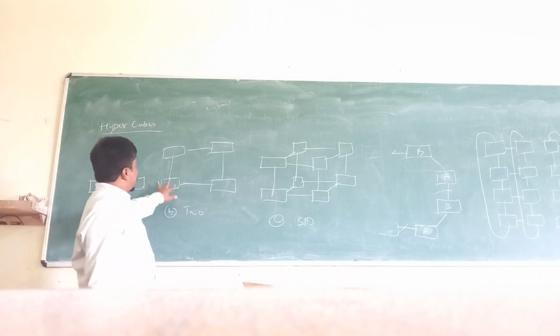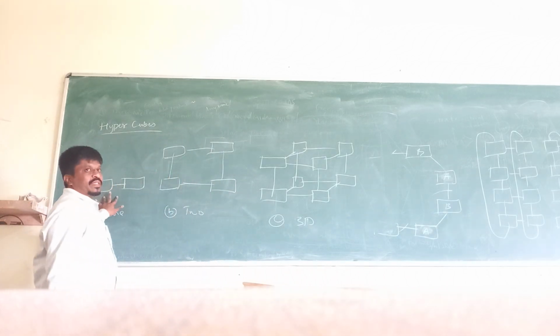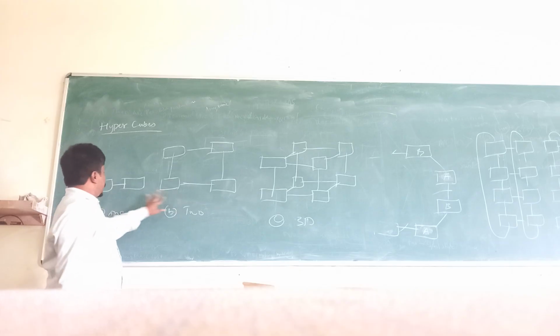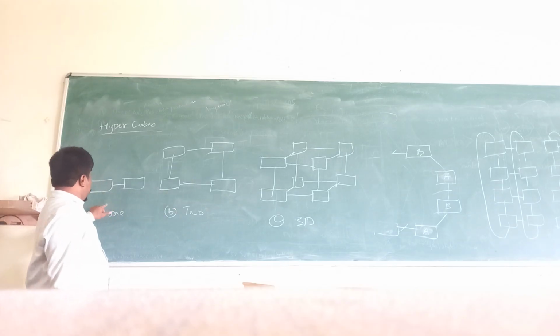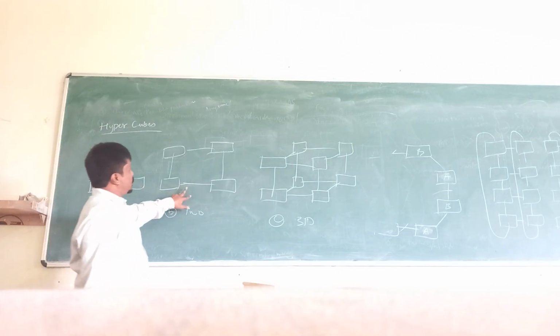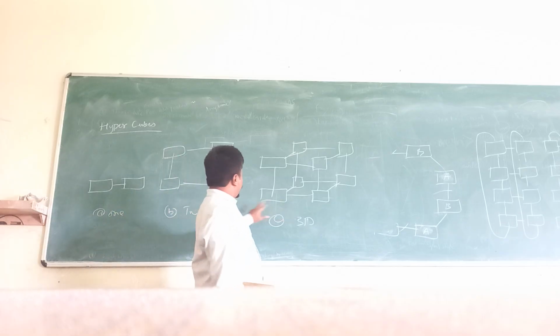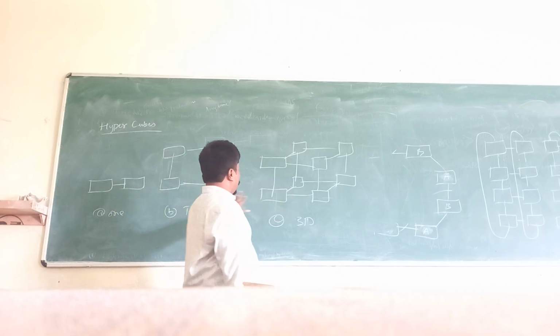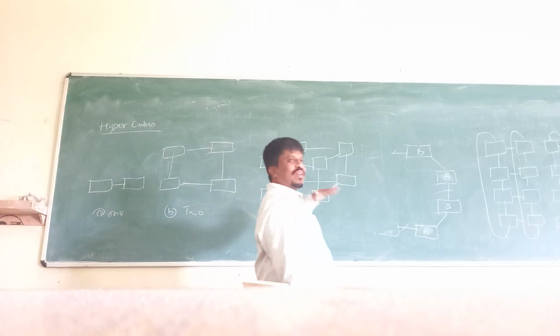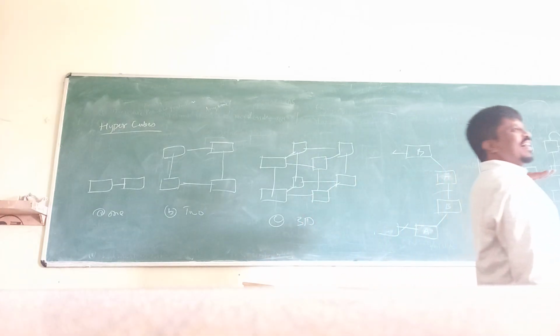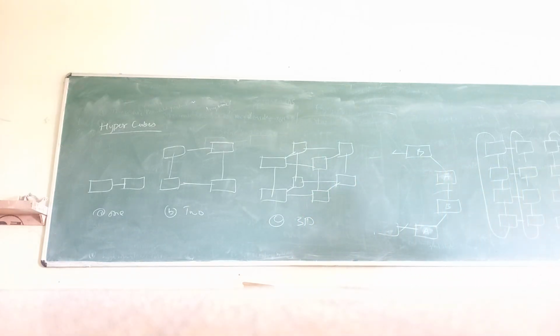In the 2-dimensional hypercube we are using two 1-dimensional cubes. In the 3-dimensional hypercube we are using two 2-dimensional hypercubes in order to get the 3-dimensional hypercube. Okay, this is all about the explanation.